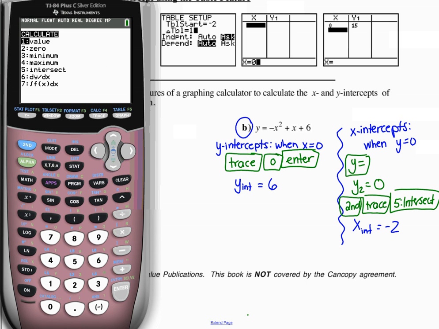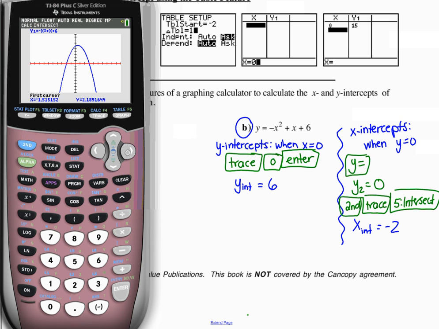Second, trace 5. Scroll over. You have to at least just get closer to it than the other one. You technically don't have to go all the way. As long as you're closer to that one than the other one, you can push enter 3 times. Did you get 3? Okay, so those are my 2 x-intercepts.